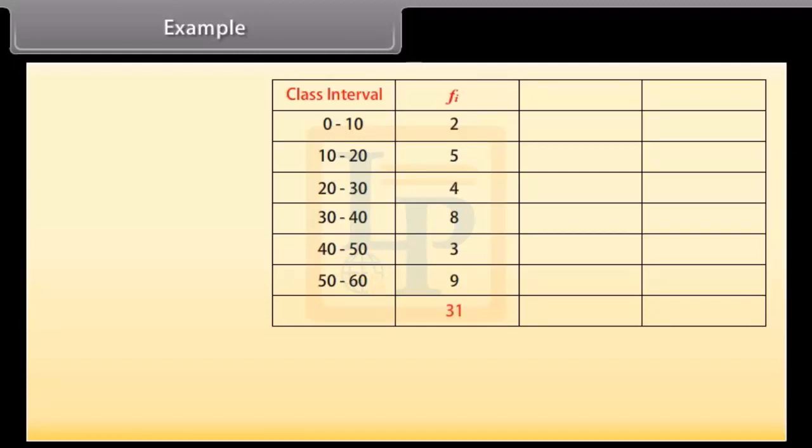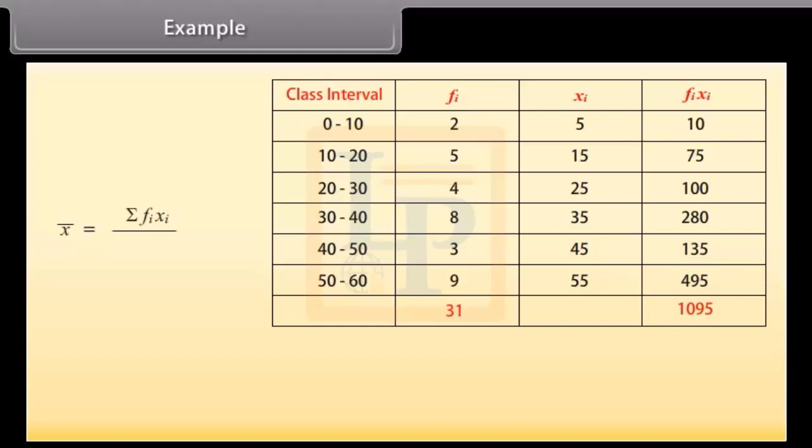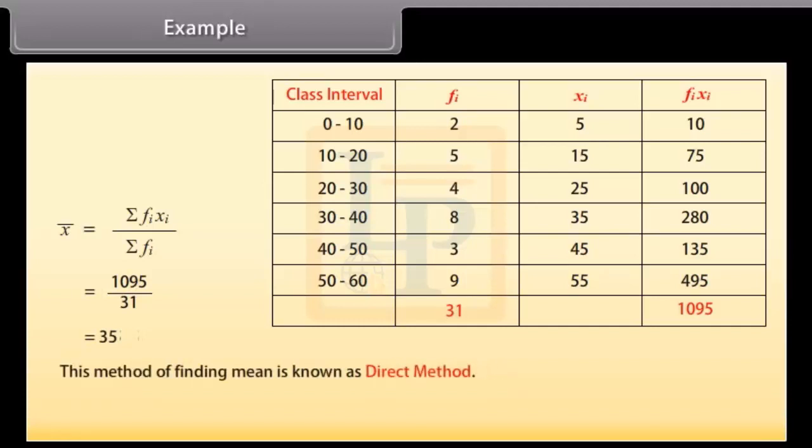And then we have written the class mark for each class interval and denote them as xi, and then find the product of fi and xi. And finally we find the mean using the formula x bar equals summation of the product fi and xi divided by summation of fi, which equals 1095 by 31, which is equal to 35. This method of finding mean is known as direct method.